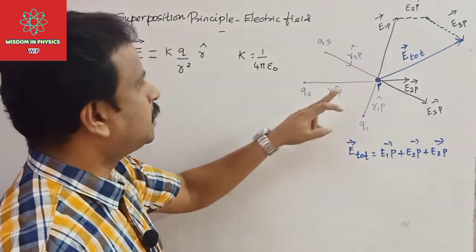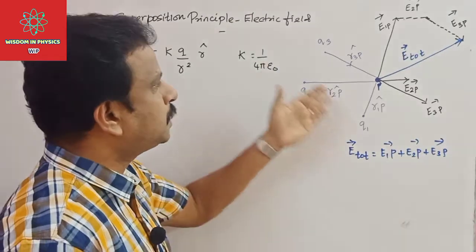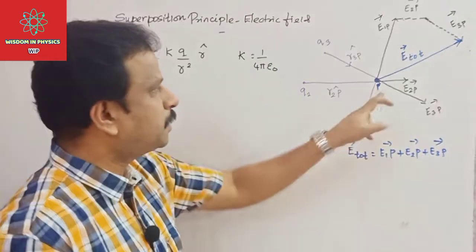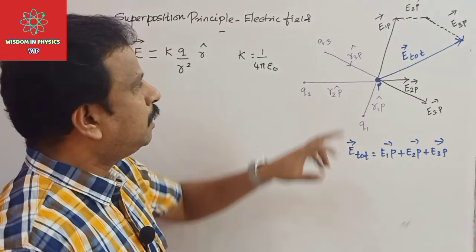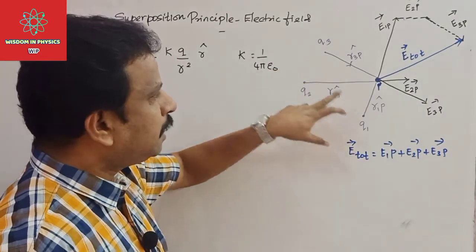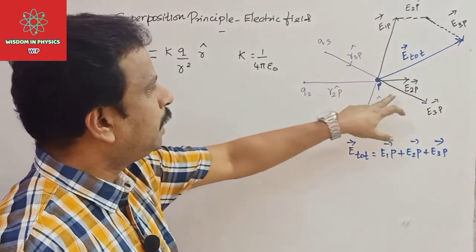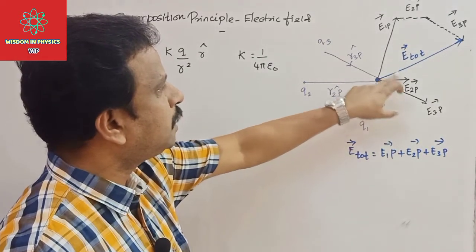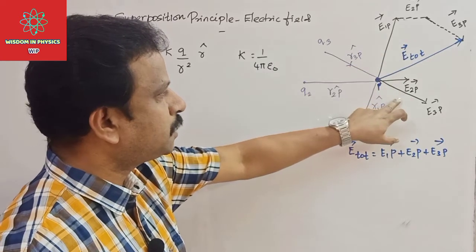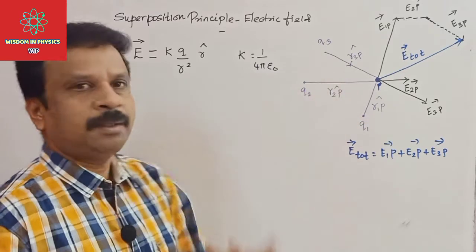Similarly, Q2 is situated at a long distance. Therefore, it should be represented by a short arrow. It is represented by a short arrow. And what about Q3? The distance is neither too short nor too long. Therefore, the length should be between this and this. Then that is represented by E3P. So we have 3 electric fields at a point P.